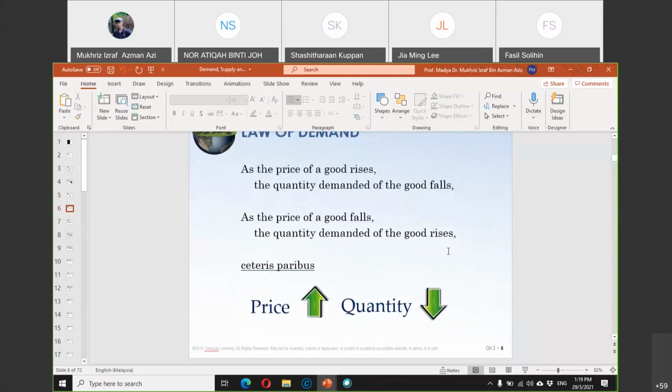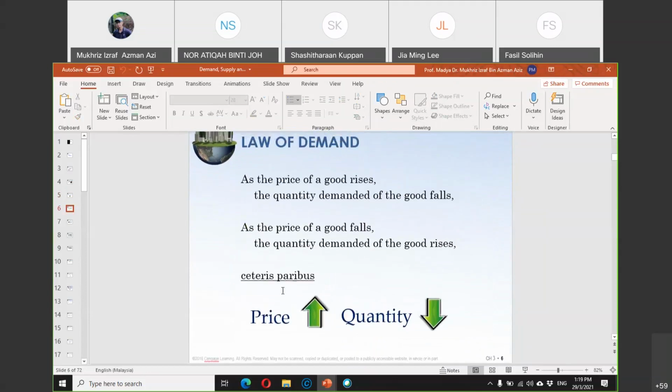So the standard or the basic law of demand: price goes up, quantity goes down. Ceteris paribus is a term that we use, meaning that other factors remain constant, because when you want to analyze the law of demand, you must assume other factors beside the price remain unchanged. For example, your taste, weather, seasons.